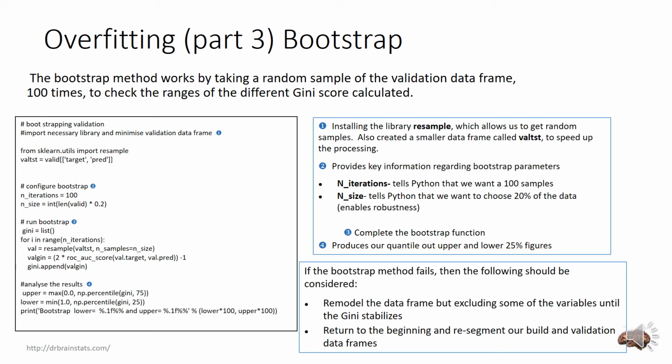If the bootstrap method fails, then the following should be considered. Remodel the data frame but exclude some of the variables until the Gini stabilizes. Or return to the beginning and resegment our build and validation data frames.